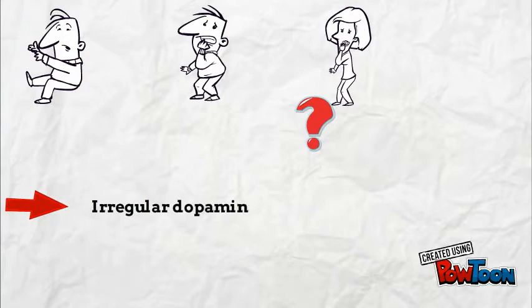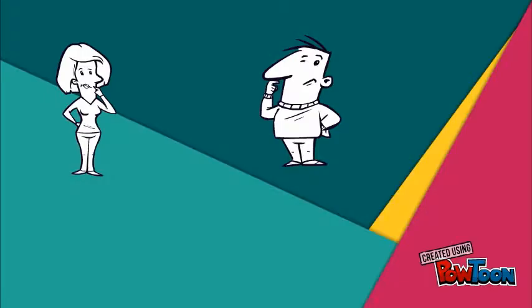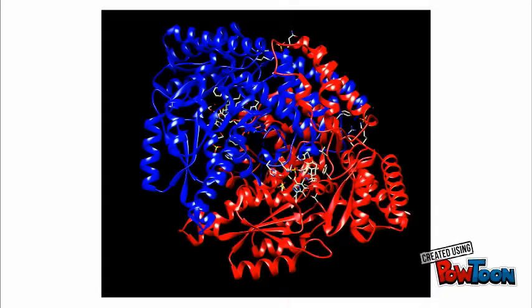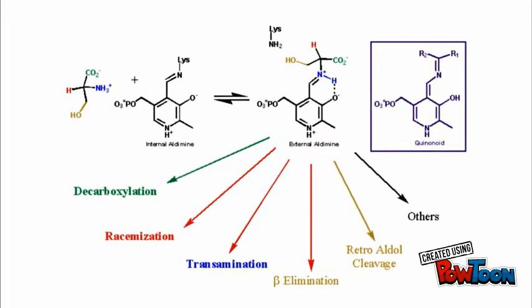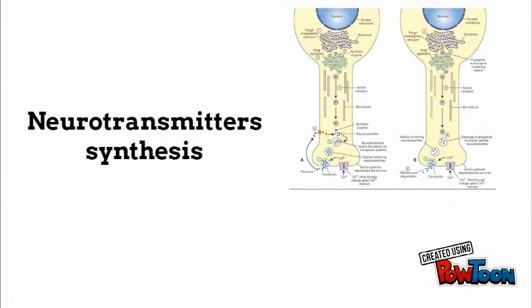Irregular dopamine levels. So, where does dopamine come from? Dopa decarboxylase is a homodimer protein that belongs to the aspartate aminotransferase family of PLP-dependent enzymes. PLP is the active form of vitamin B6. We may also say that it has more than 5 full-time jobs, including neurotransmitter synthesis.